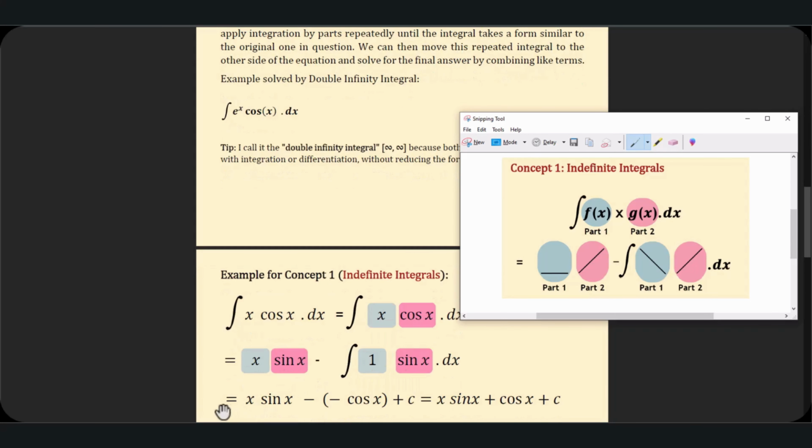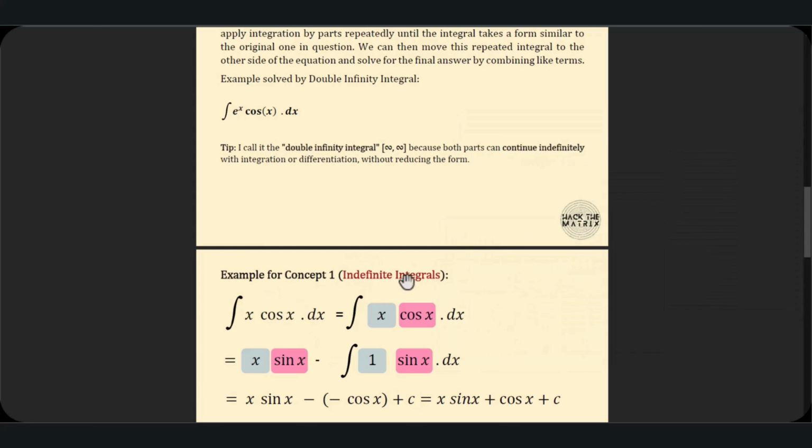Then we put the equal sign, and we simplify, we multiply these. As you can see here, 1 is basically multiplied by sine x, so we're basically just integrating sine of x, and it's going to be minus cosine x. We put the bracket to keep everything organized. This is the sign for the whole term. This is the minus, and minus minus is going to give us plus, and plus c because it's an indefinite integral. For indefinite integrals, we add the constant at the end. That's for concept number 1.